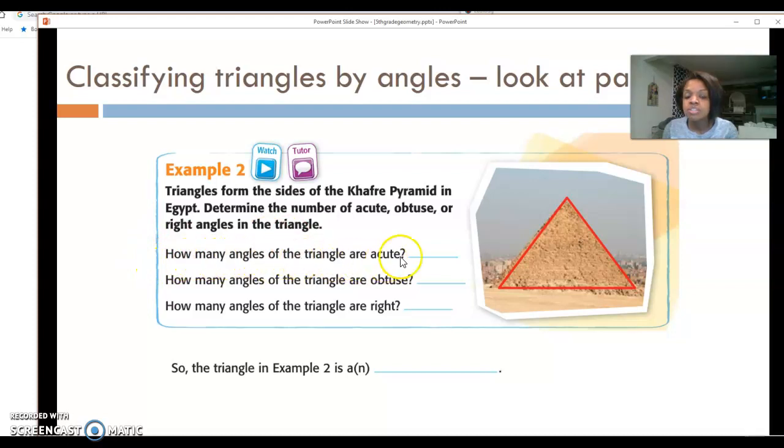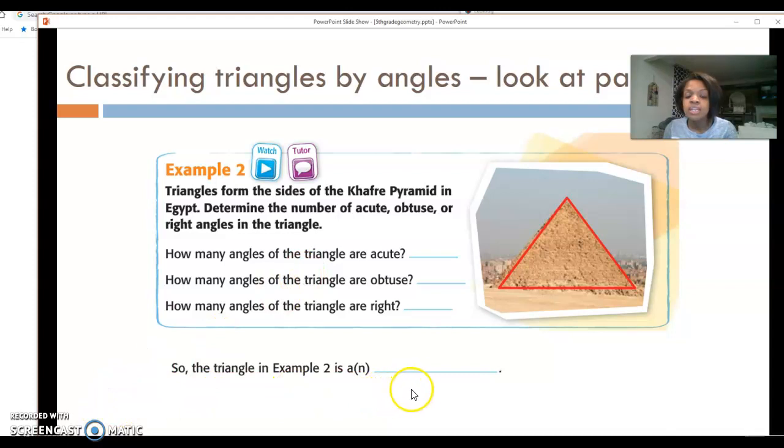How many angles of the triangle are acute? Well, if I look at this angle, this one, and this one, all of these angles seem to be less than 90 degrees. So how many angles in the triangle are acute? I would say all 3 are acute. Okay, how many are obtuse? I would say 0. And how many are right? There are also 0 right angles in this particular face of this pyramid.